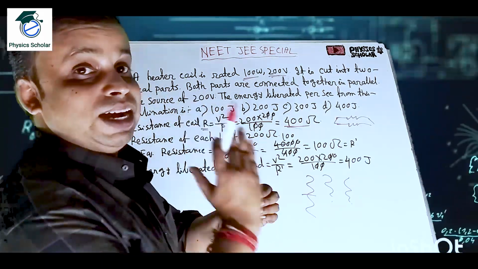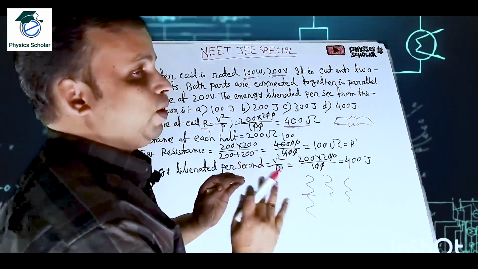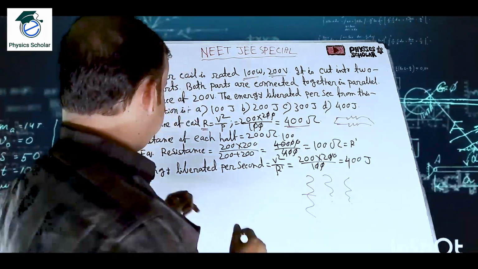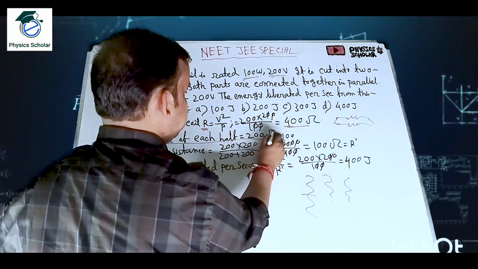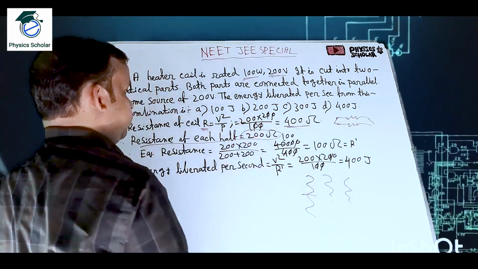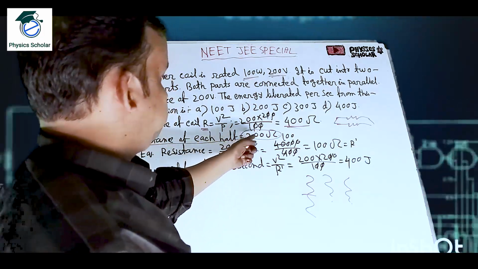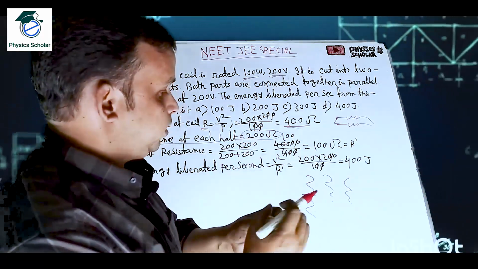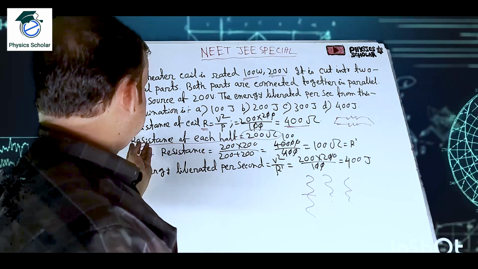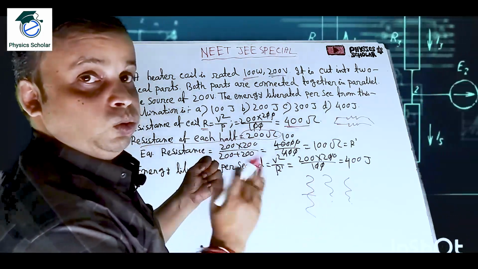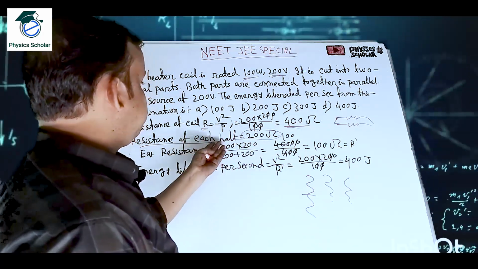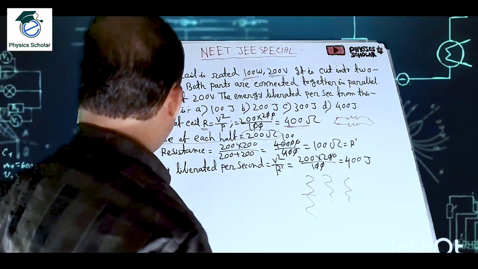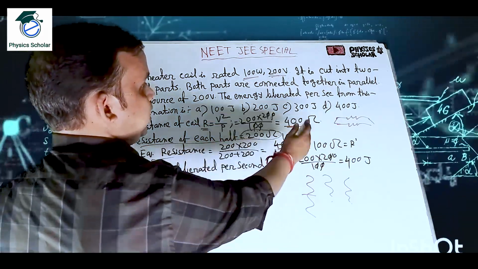Now it is cut into half parts. That means for each part, what will the resistance be? 200. Clear? The resistance of each half is 200, it is identical. It is cut into two equal halves, so the resistance of each half will be 200. Clear? Now they are connected in parallel.